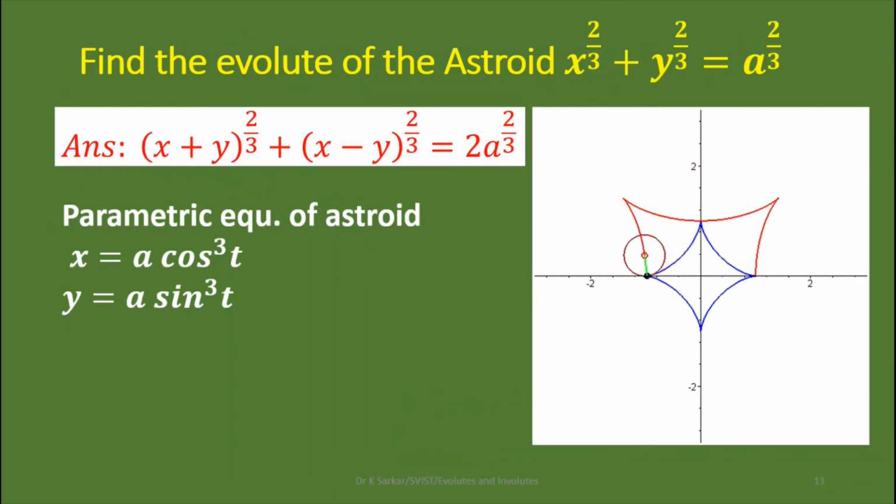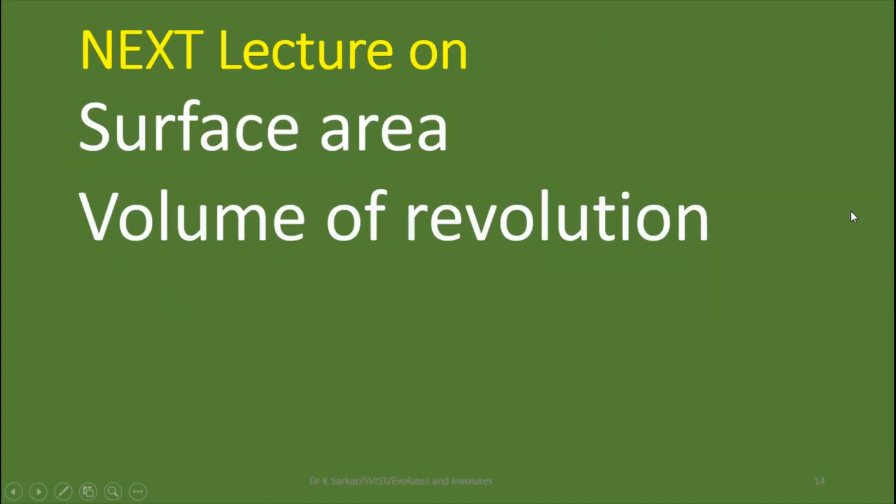Next question is, find the evolute of the asteroid x power 2 third plus y power 2 third equals to a power 2 third. In this GIF, you see the blue curve is the asteroid and the red curve is evolute. The parametric equation of asteroid is x equals to a cos cube t, y equals to a sin cube t. This problem you work out yourself. Next lecture on surface area and volume of revolution.